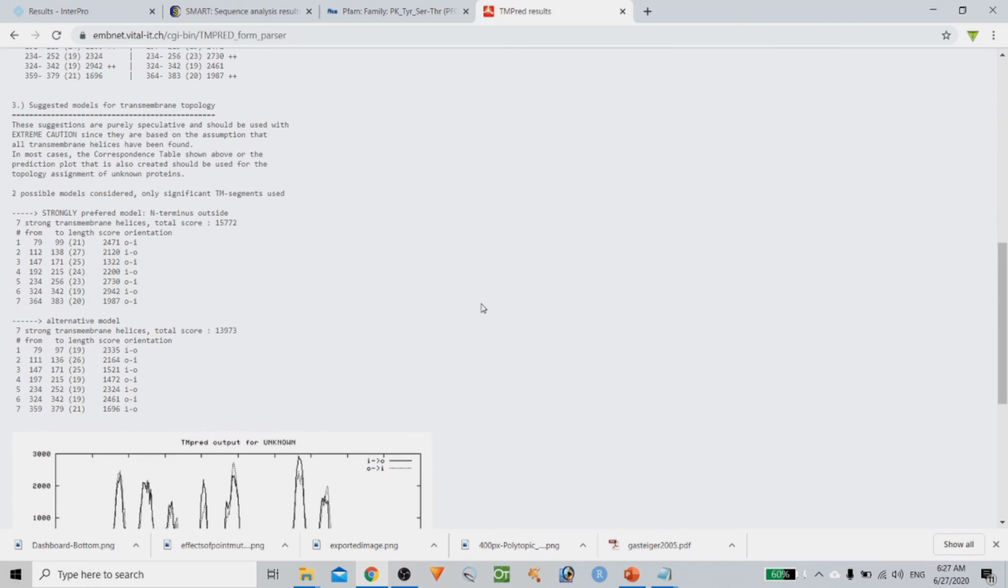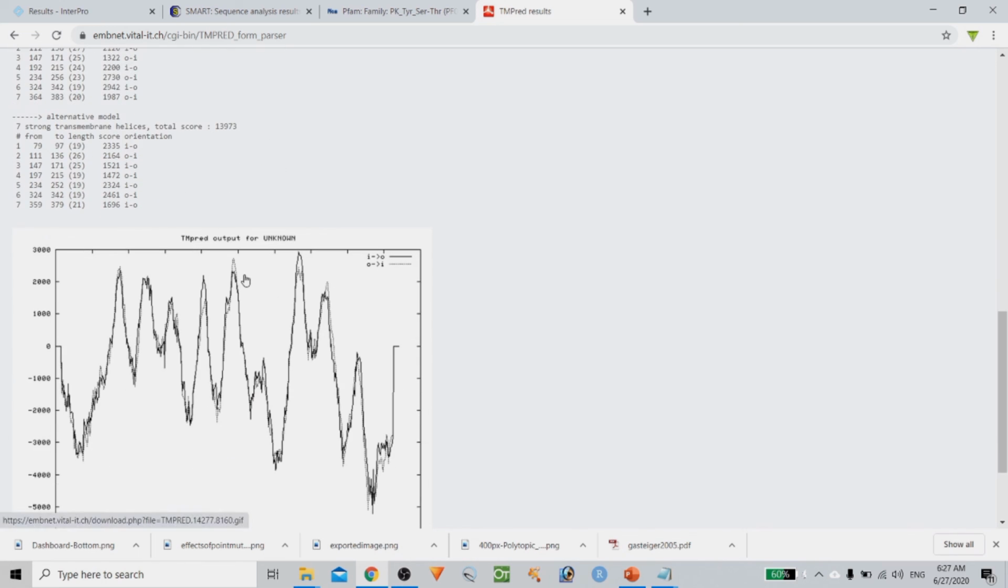When you compare these tools, they are almost identical, but TMpred shows a hydrophobic plot. The previous tool directly shows a graph representing the transmembrane region in a protein.